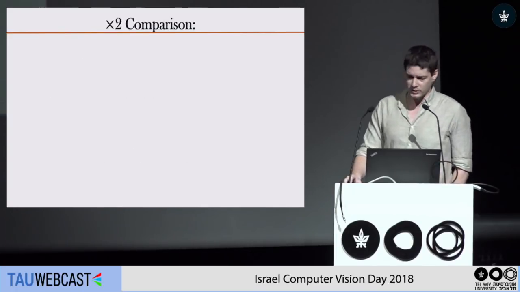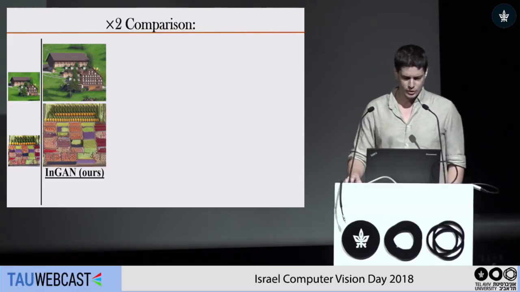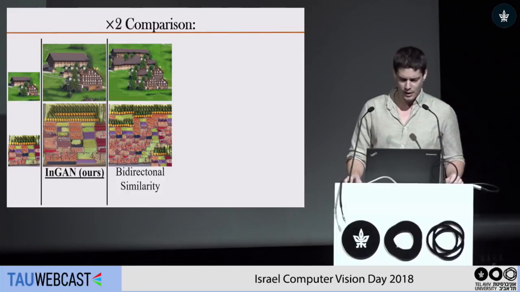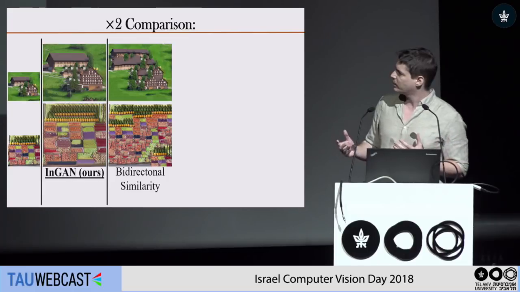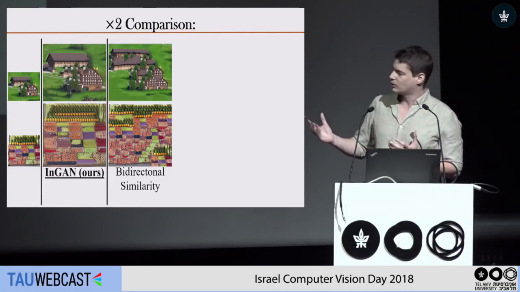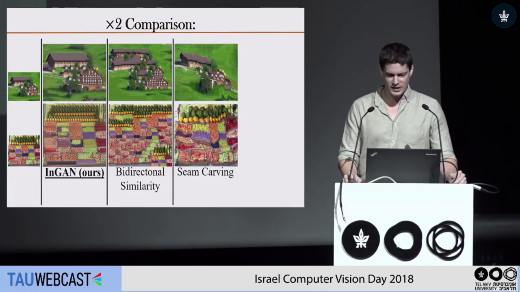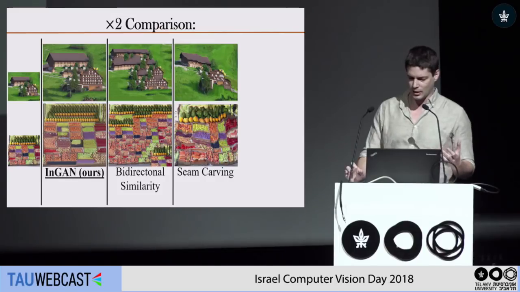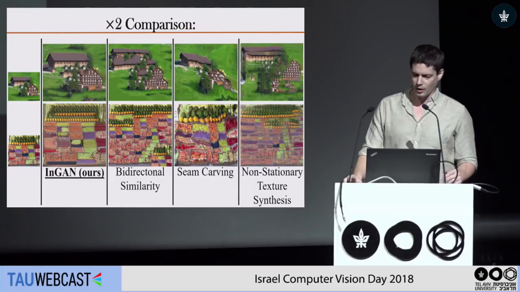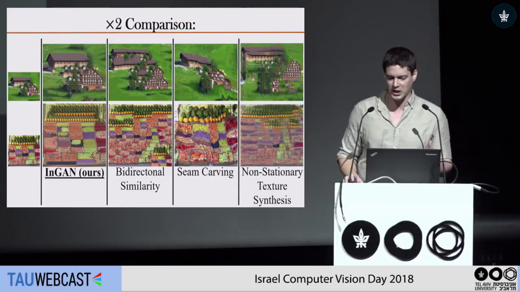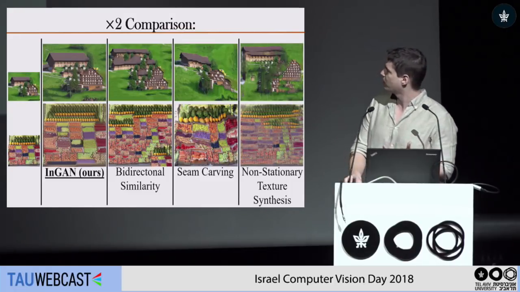Okay, so we ran some comparisons to other methods. Now, these are two results you've seen before of InGAN. So here's how the bidirectional similarity looks. You can see that locally it looks pretty good, but it doesn't have large-scale consistency. So for example, you get these watermelons at the bottom of the fruit stand, and this is obviously not the place they should be in. Seam carving really distorts natural images with many objects, and the non-stationary texture synthesis can really just handle one scale of textures. So it handles the melons pretty well, but the smaller fruit are kind of smudged away.